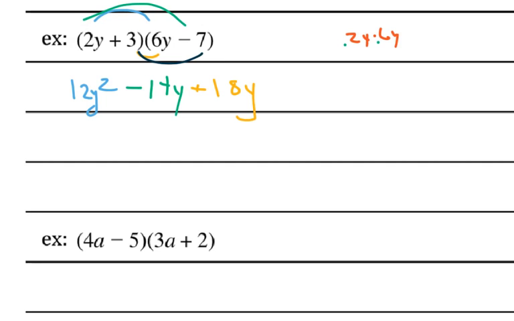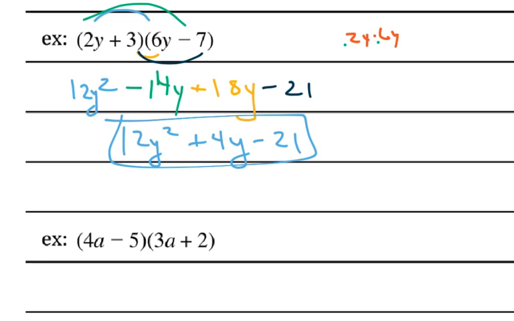And then last, 3 times 7. So it's going to be minus 21. And you're always going to want to maybe do these a couple times, even for the same problem, to make your minuses and your positives all accurate. So then when I simplify this, I have 12y squared plus 4y minus 21. I box it.